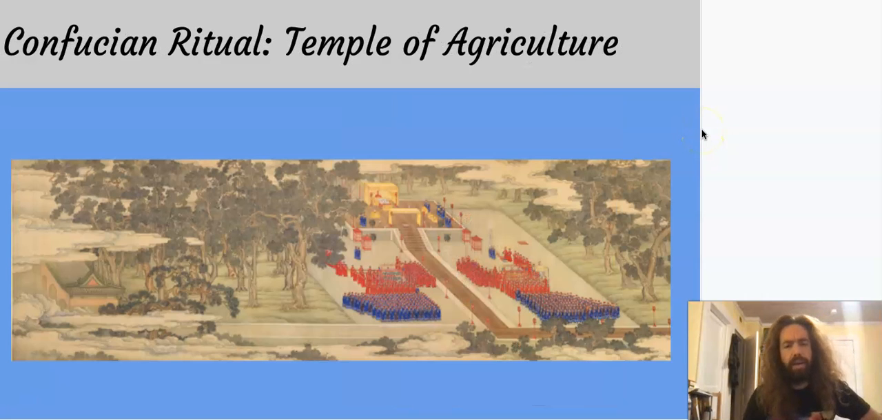Another thing that the emperors would do is they adopted and elaborated upon key traditional Confucian rituals. So there would be these big ceremonial sites, and the emperor would bring together lots of important people to watch the rituals, and then the emperor would preside over these rituals and lead them. One of the most famous ones was the Temple of Agriculture, which was housed in the northern capital of Beijing.